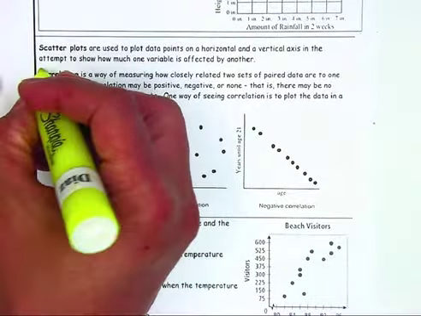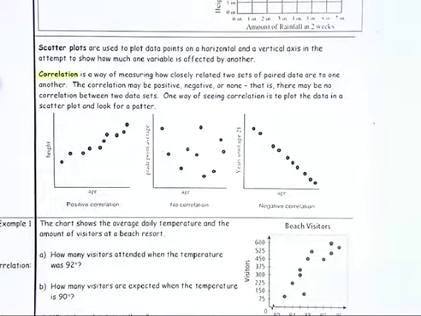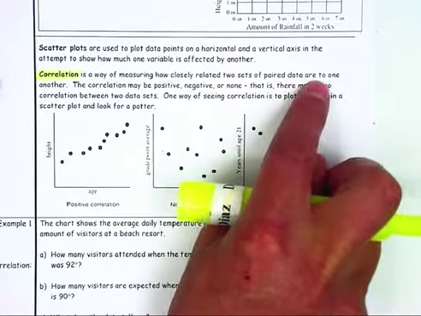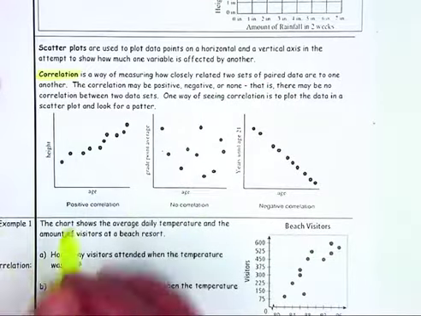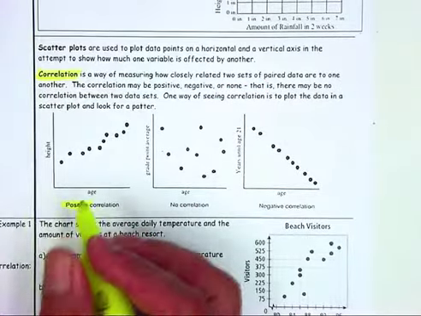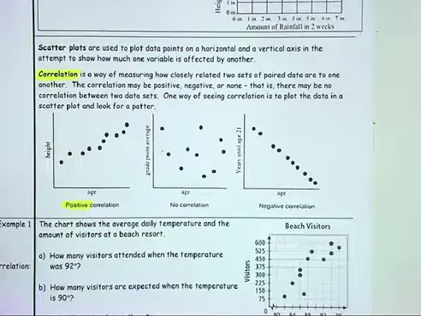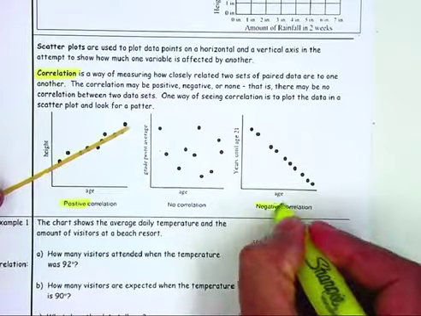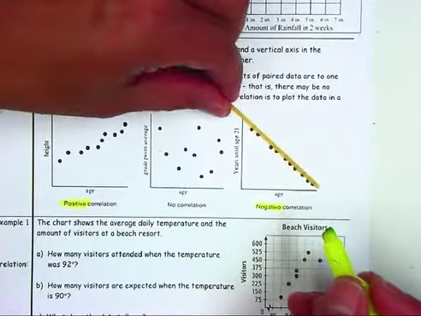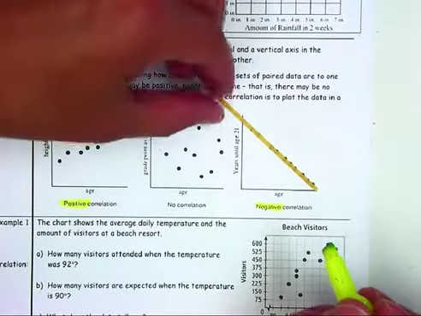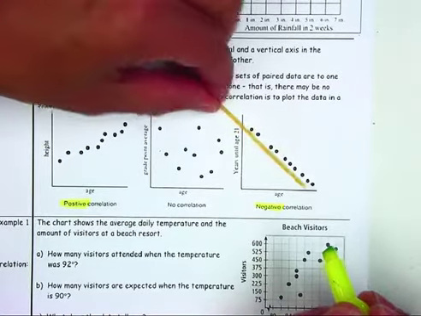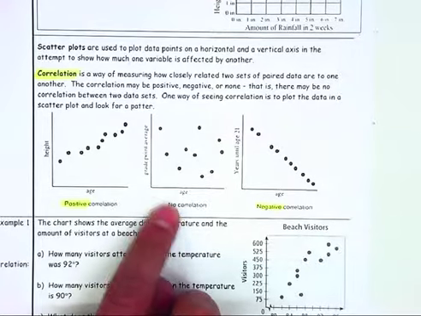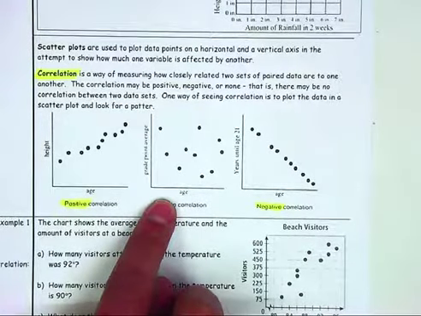Correlation is a very easy thing to understand. It's a way of measuring how closely related two sets of paired data are to one another. We can have a positive correlation if your data points are going up. It's going to be a negative correlation if your data points are going down, just like positive slope and negative slope. And there are times that you find no correlation, that the data doesn't tell you anything. It's all over the place.